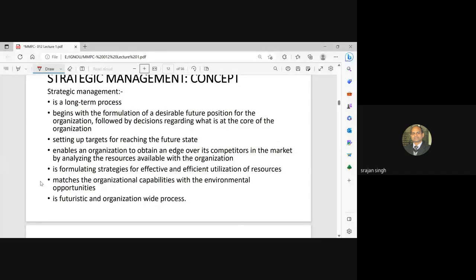Okay, concept. There will be a bit of repetition, but since it is a topic given separately in the syllabus, we'll discuss it quickly. The concept: strategic management is a long-term process. We know this. It begins with the formulation of a desirable future position, meaning what you want to achieve in the long term for the organization, followed by decisions regarding what is at the core of the organization, meaning what we excel at and what we want to achieve in future.